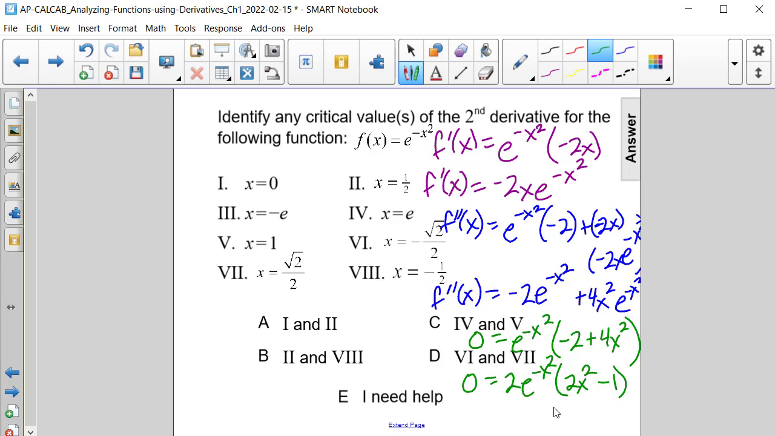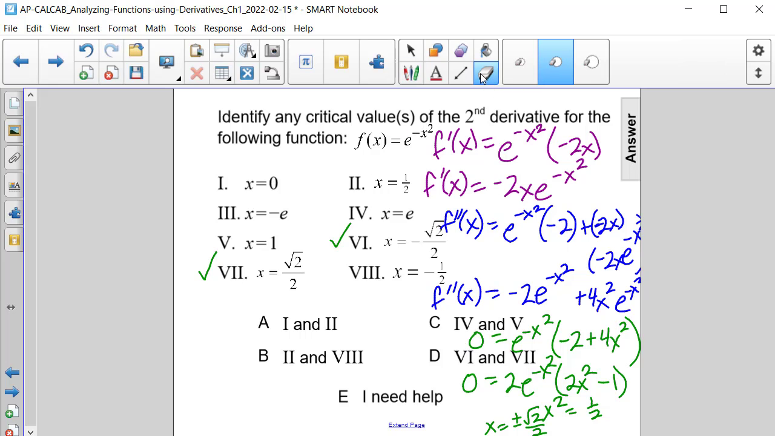So if we set 2x squared minus 1 equal to 0 and solve, we'll get that x squared is equal to 1/2. And then when we square root both sides, we get that x is equal to plus or minus square root of 2 over 2 when we rationalize. Those are the possible critical values for the second derivative, which is answer choice D.